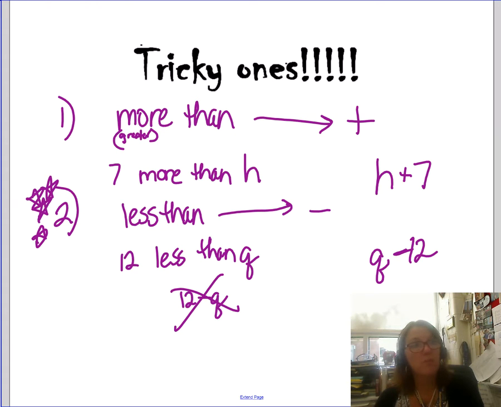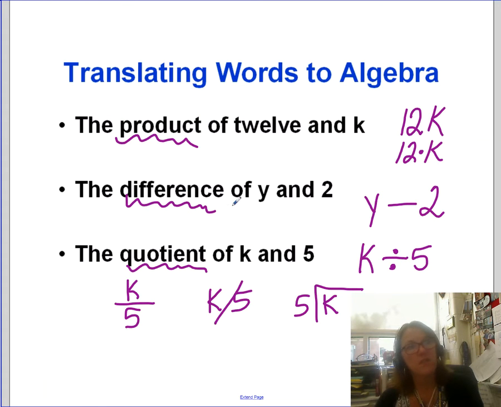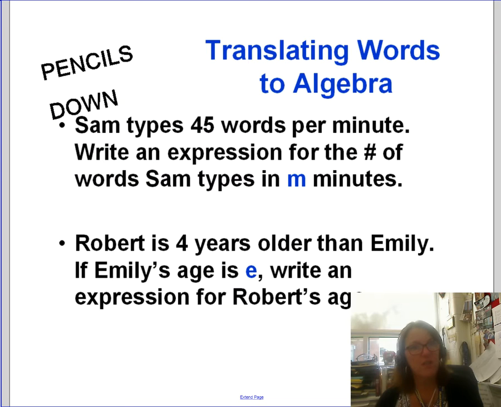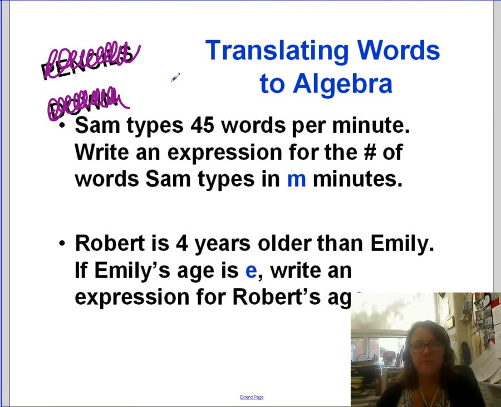Same thing if you look back at this one where it says the difference of y and 2. You could write 2 minus y there and then cross it out. Nope, that doesn't work. You have to be super careful with anything that implies some division or subtraction because the order is very important. All right, let's look at some longer word phrases and see how you could translate these.